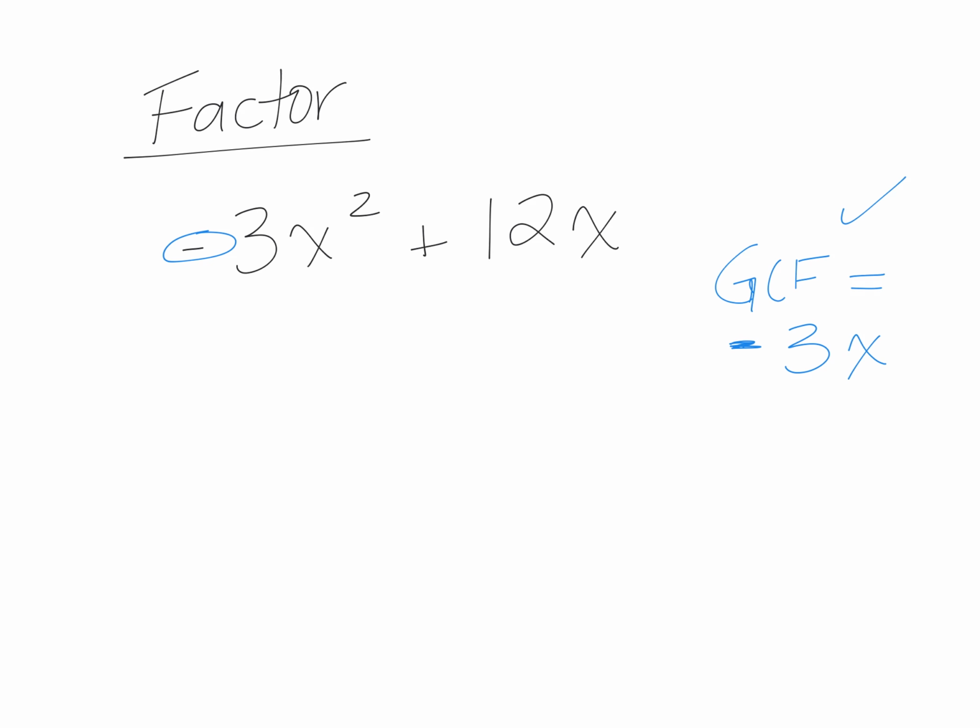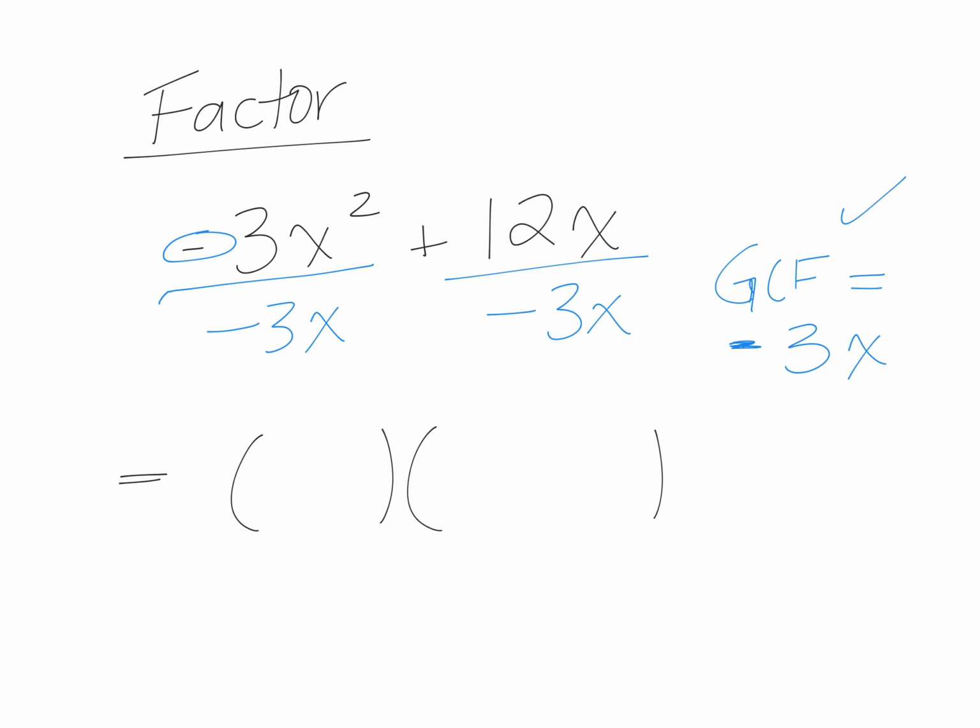Now what do I need to do once I figured that out? Divide each term by negative 3x. Watch your signs, okay? Once we figure out the greatest common factor, we're going to take that and divide each term by that. So the whole point of factoring is to figure out what times what multiplied together gives us the answer.